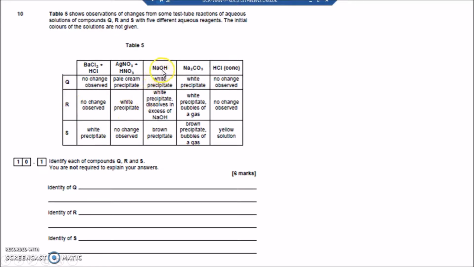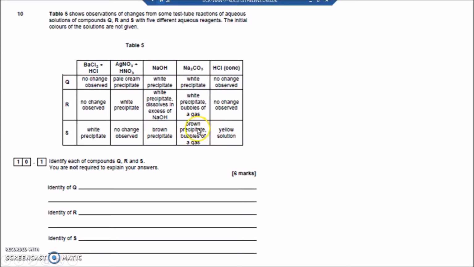Now let's have a look what happens with sodium hydroxide. I get a brown precipitate here, something hydroxide that's brown. So something that's brown, a coloured substance, is usually a transition metal. So I'm looking for a transition metal, a coloured solution that's brown. I know that iron hydroxide, iron 3 hydroxide, is a brown precipitate. So this is iron 3 sulfate.